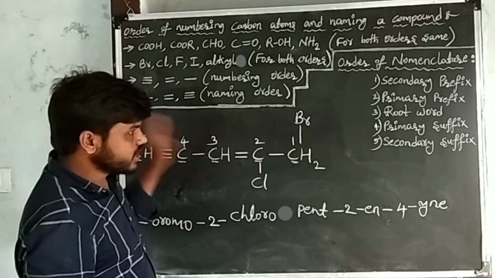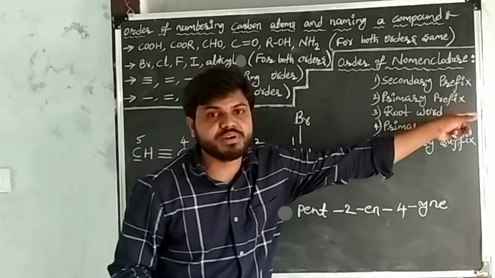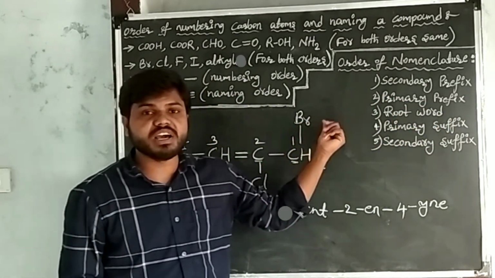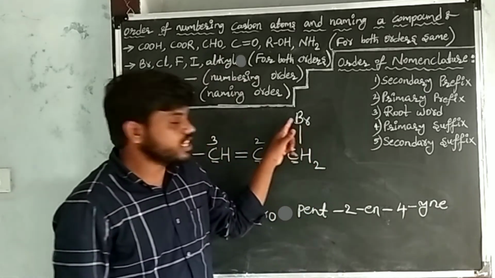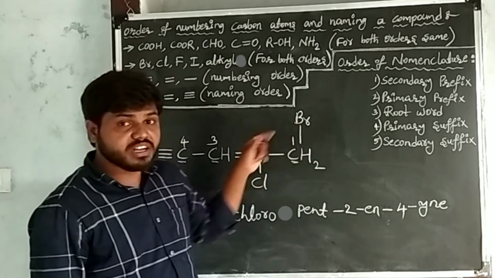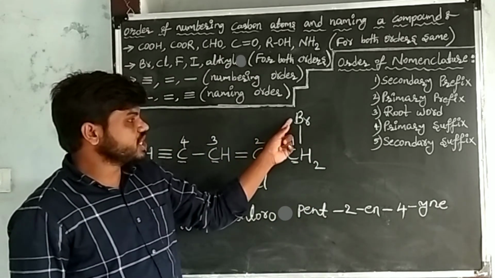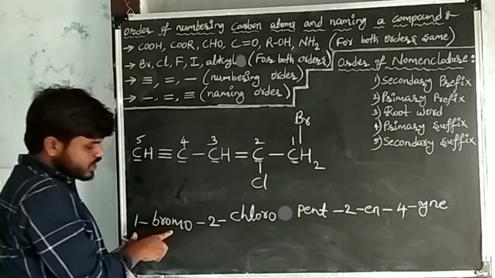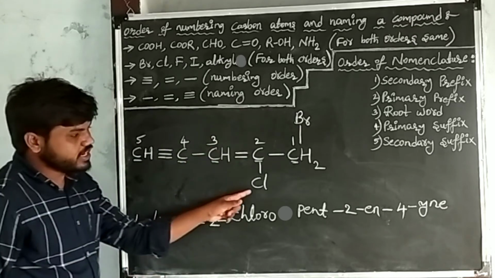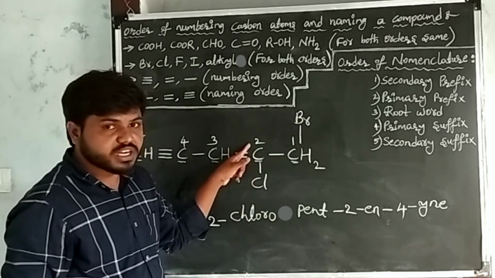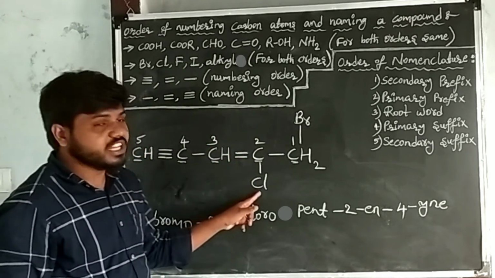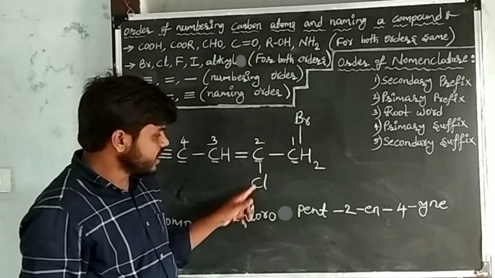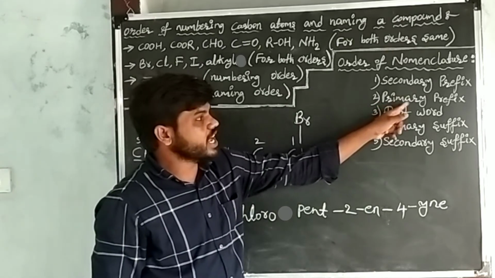Now after giving numbers, first write the secondary prefixes. Chlorine and bromine are the secondary prefixes. First write the bromine prefix, then after write the chlorine prefix. The position of bromine is 1. I retain position. Then the bromine prefix is bromo. Bromine completed. Then take the chlorine. Chlorine position is 2nd. I retain position. Then the chlorine prefix is chloro. I retain prefix.